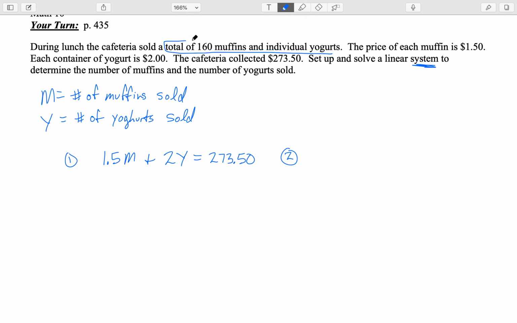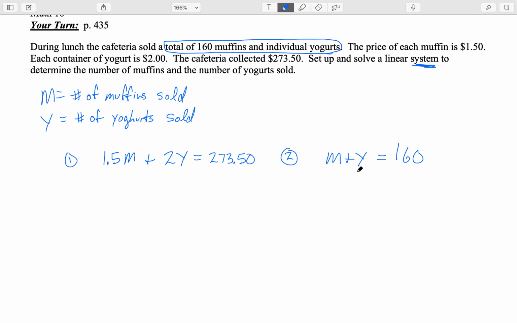So we're not talking about how much they cost. We're just talking about the number. I know that M plus Y, oh yeah, there it is. M plus Y must equal 160. Okay, that's actually a nice equation. Remember, that's usually one of the equations when you're setting these up. Usually they'll tell you a total, so it's just something plus something.